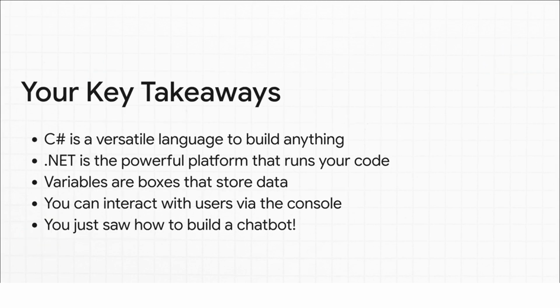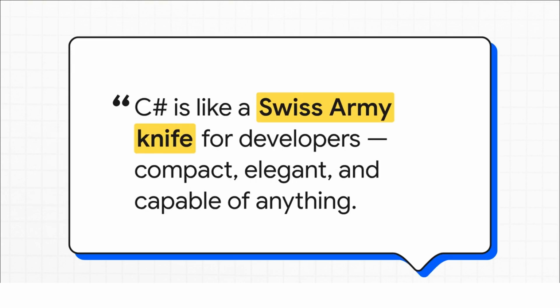So let's just quickly recap the big ideas. C# is this incredibly versatile language you can use to build just about anything. .NET is the powerhouse platform that makes it all run. We learned that variables are basically just labeled boxes for storing data. And most importantly, you now know how to interact with the user and use those building blocks to make a simple chatbot. I want to leave you with this thought.